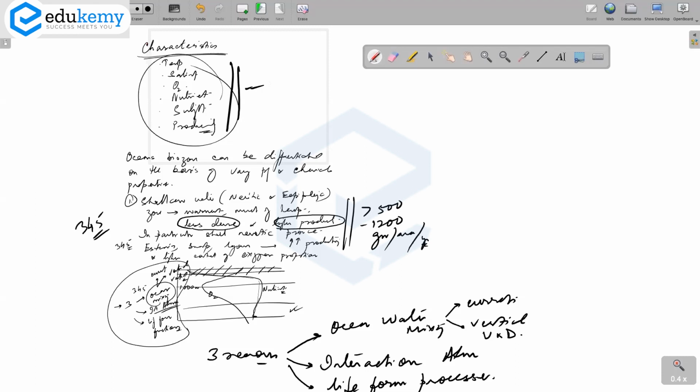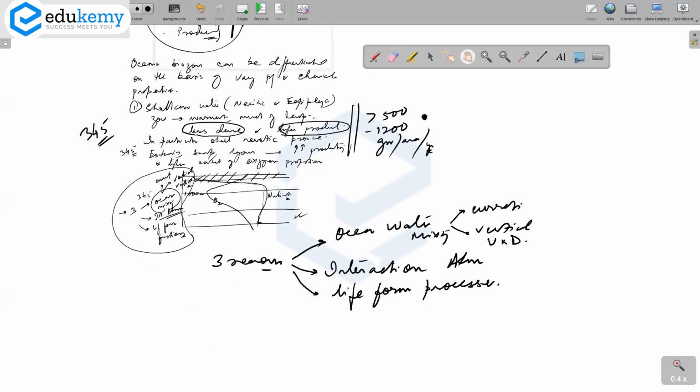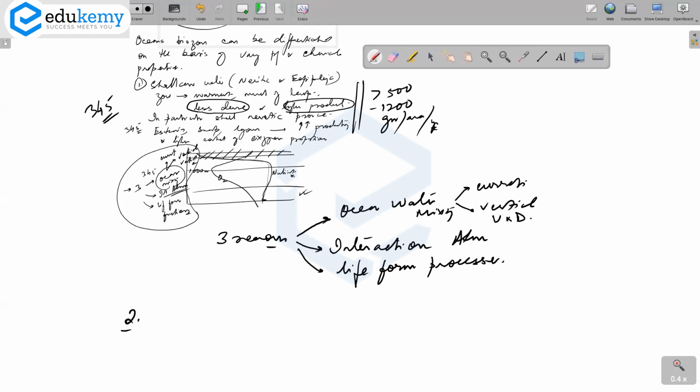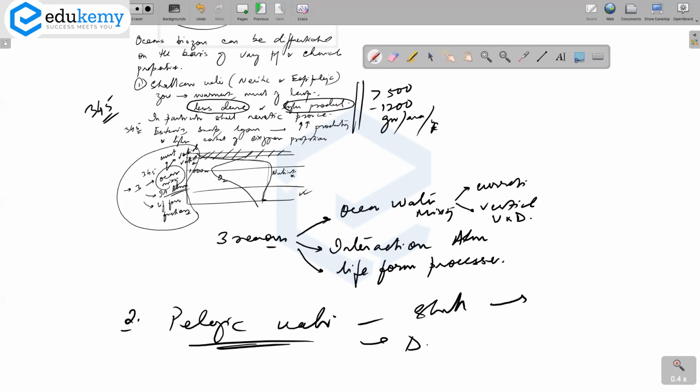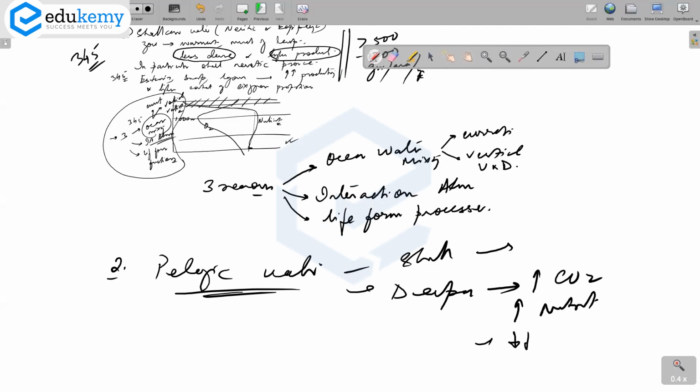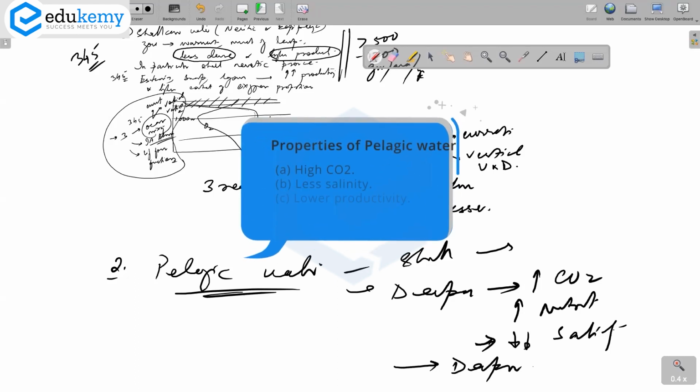Divide this into 2 broad parts. So this is the shallow water properties. Okay, and then you talk about the properties of the pelagic waters, and talk about the deeper waters. Deeper waters, okay, they will be high in carbon dioxide. They will be high in nutrients. Okay, they have lesser salinity. Okay, and pelagic and deeper waters, they will also have relatively lower productivity.